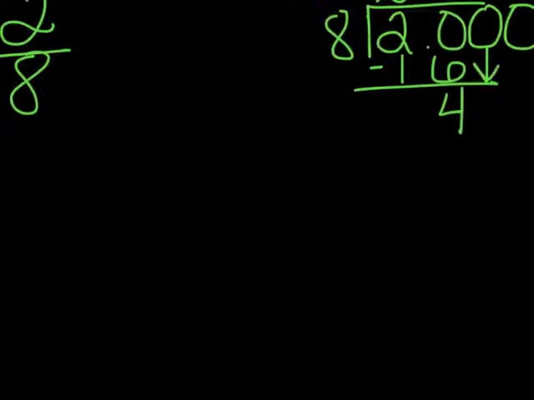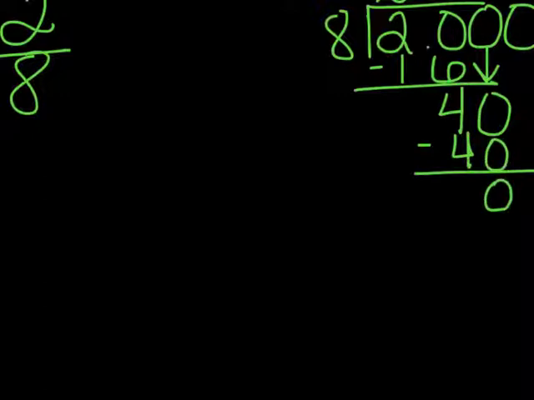And I bring down my 0. And 8 can go into 40 5 times. When I do this, it gives me a remainder of 0. This is letting us know 2/8 as a decimal is 25 hundredths. I want to do the percentage of it.